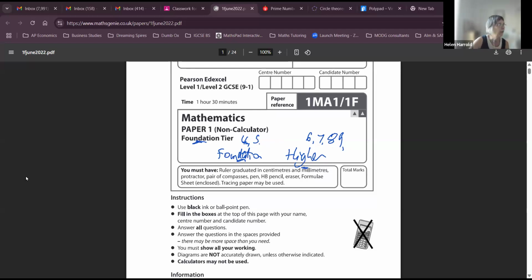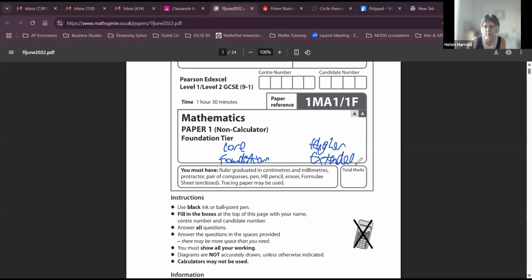So that's one part of it. Yeah, you're right, it's core and extended. Because it's an Excel paper, I might actually switch the paper, but it's the same principle. Core and foundation are the same, and it's higher and extended. I don't know why they don't do the same thing. So depending on which paper you do, either core and foundation or higher and extended, just to confuse you.